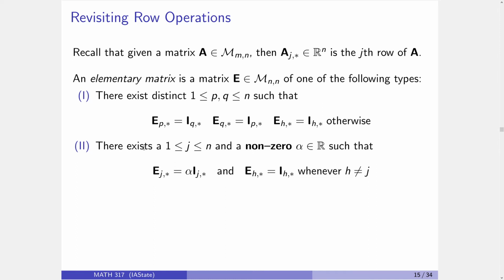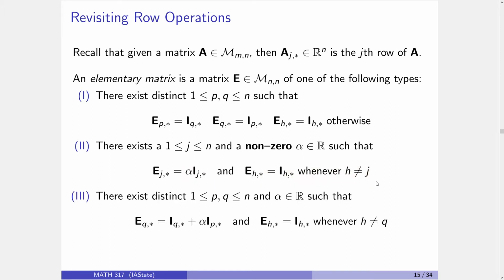A type 2 elementary matrix is a matrix so that its jth row is a non-zero scalar multiple of the jth row of the identity, and all other rows are held fixed. And a type 3 elementary matrix will be a matrix whose qth row is the qth row of the identity matrix plus a scalar multiple of the pth row of the identity matrix, and whose other rows are held fixed. So, in other words, these are all identity matrices that have had exactly one row operation applied to them.